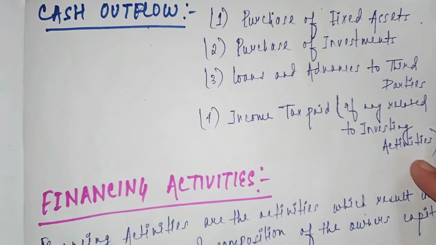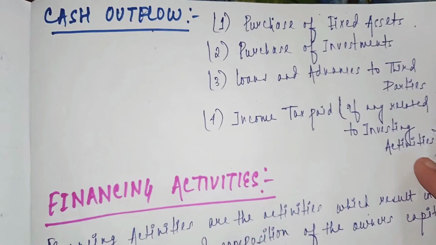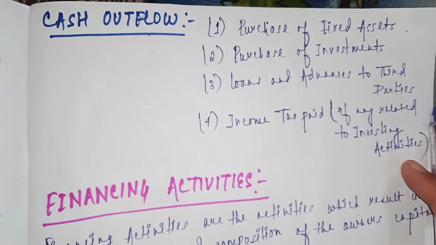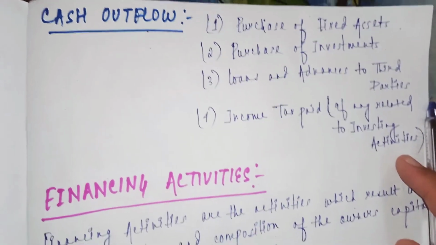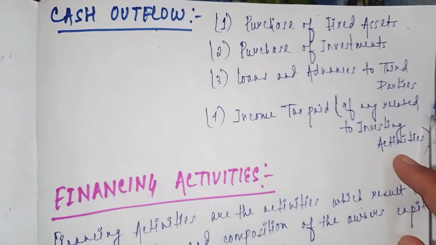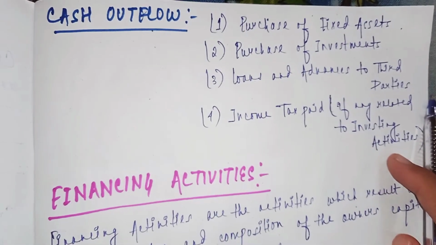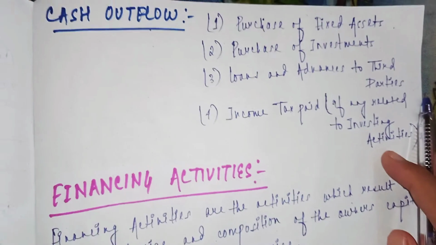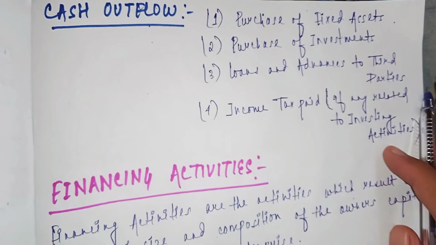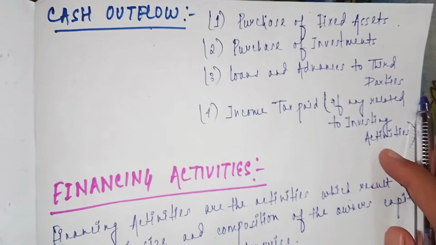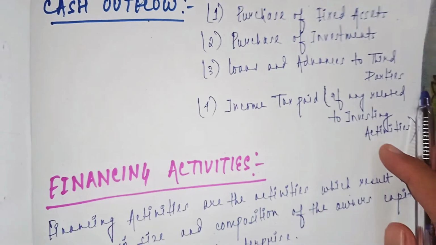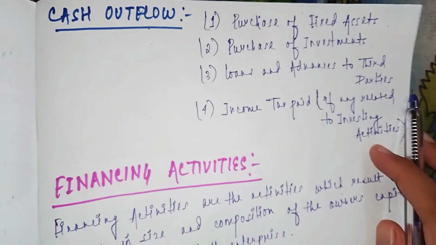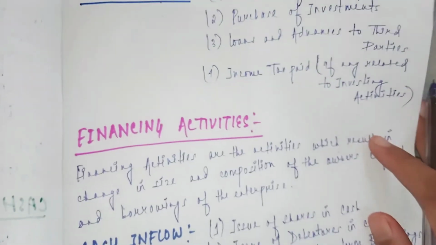The cash outflow in the investing activities, as I told you earlier, involves the purchase and sale of fixed assets. So any purchase of fixed assets leads to outflow of cash. Any purchase of investments leads to outflow of cash, or any loans and advances to a third party lead to the outflow of cash. When any loans or advances are made to outside parties, it leads to outflow of cash. If any income tax paid is related to the investing activities, it will be included in the outflow. So these are some of the inflow and outflow items that are included in the investing activities.